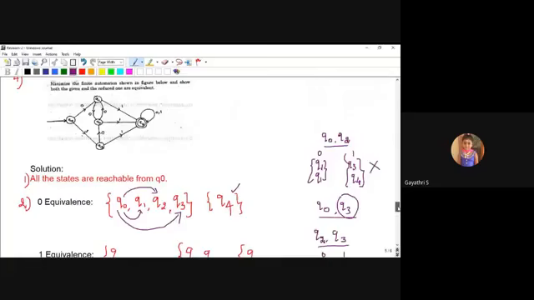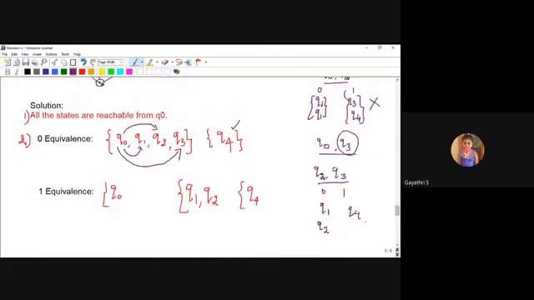So Q2 with Q2. Then Q3 with Q2. Next, Q2 with Q1. Next, Q3 with Q1. Q4. Actually, this pair also belongs to the same group, right?